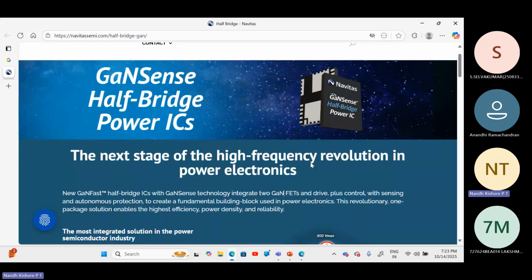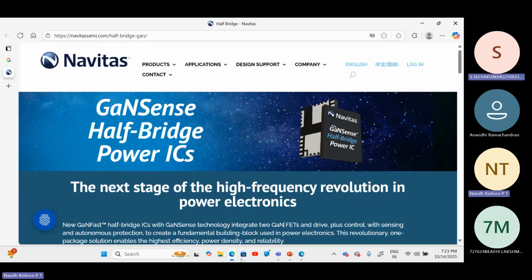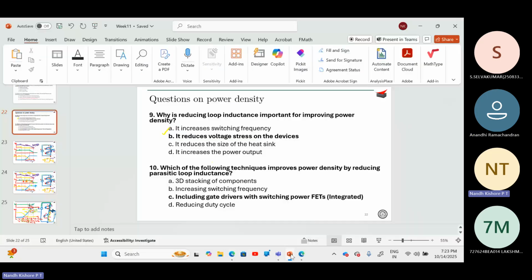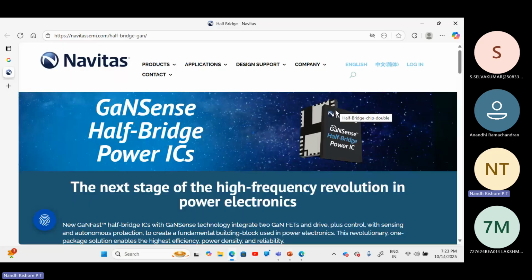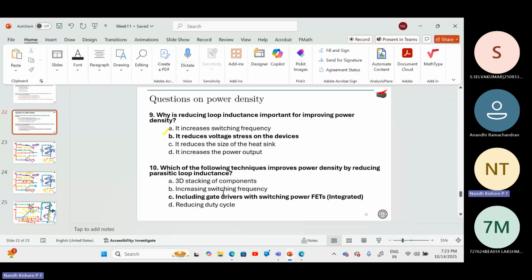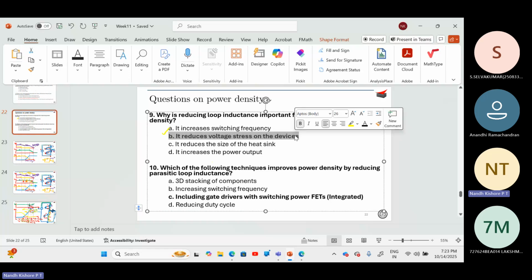It's a half bridge IC. Do you understand this? Yes. Okay. So if you do like this, you will have very low parasitic inductance. That is why people are doing this. So the answer would be 10, including gate drivers within the switching power FETs. Okay. So I think this question was very conceptual. So now I think you will understand why you should reduce loop inductance.